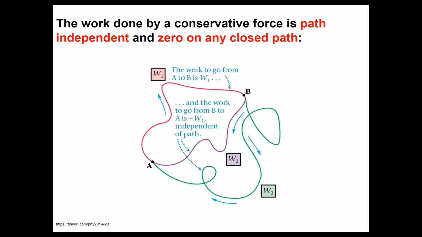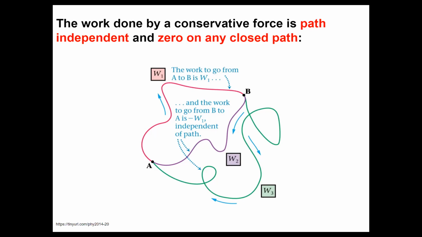It should be zero because the object goes back to the original point, right? So that's a closed path. Now, if you examine another scenario, again from A to B, and then from B this time take the green path over here, right? Now you go back to point A. So it's also a closed path. So then W1 plus W3 should also equal 0, all right?